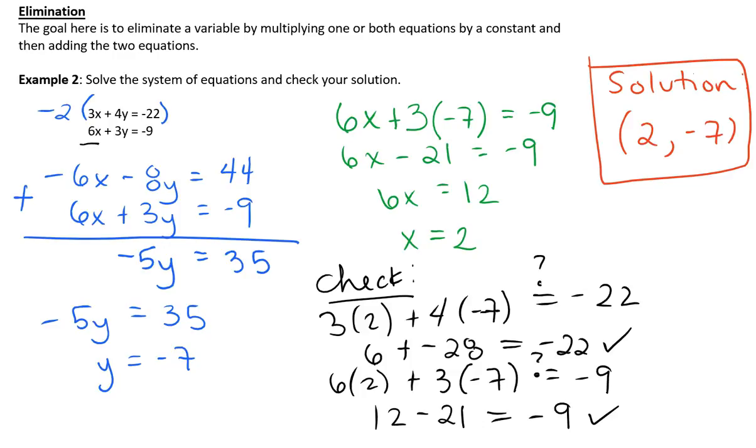So we found our solution to be 2, negative 7, and we furthermore are able to check our solution, and indeed it is a solution for both parts of the system of equations.